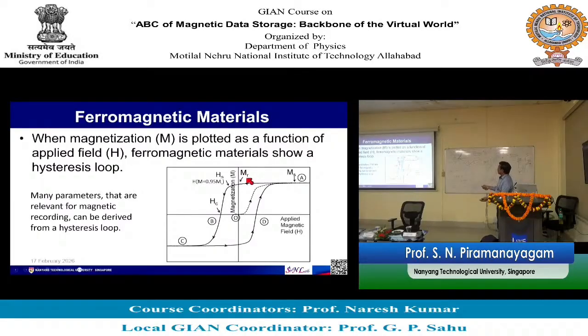So, you can say that you have applied some field, removed the field, but still many of the magnetic moments are remaining in the same direction. Remnant is somewhat like the remaining magnetization in the same direction. That is called MR.